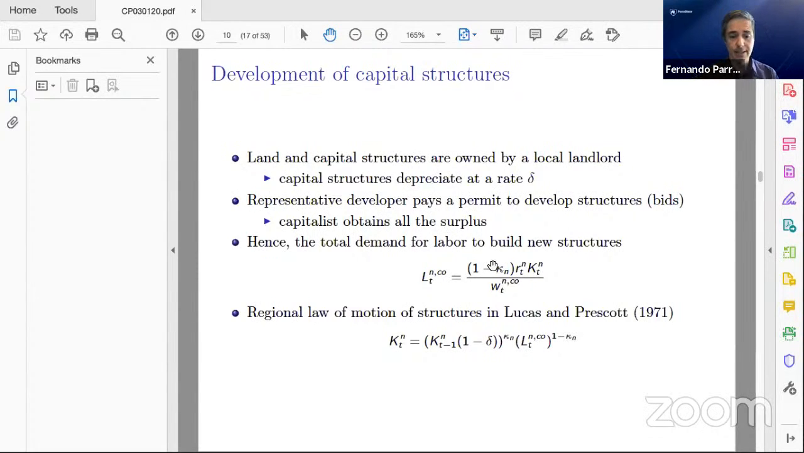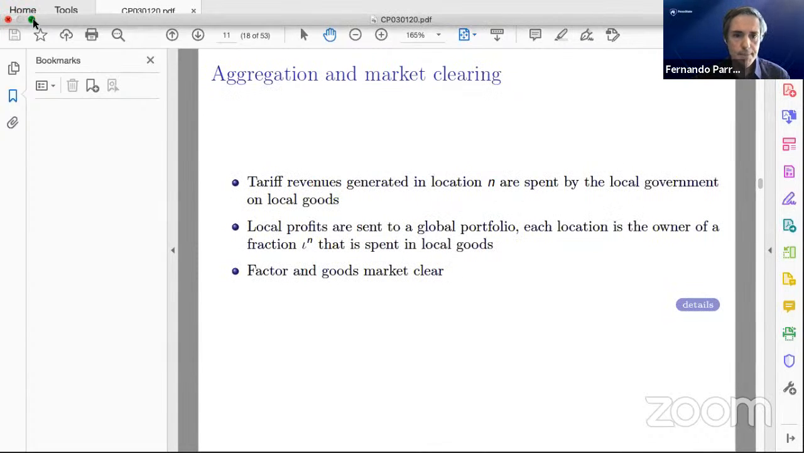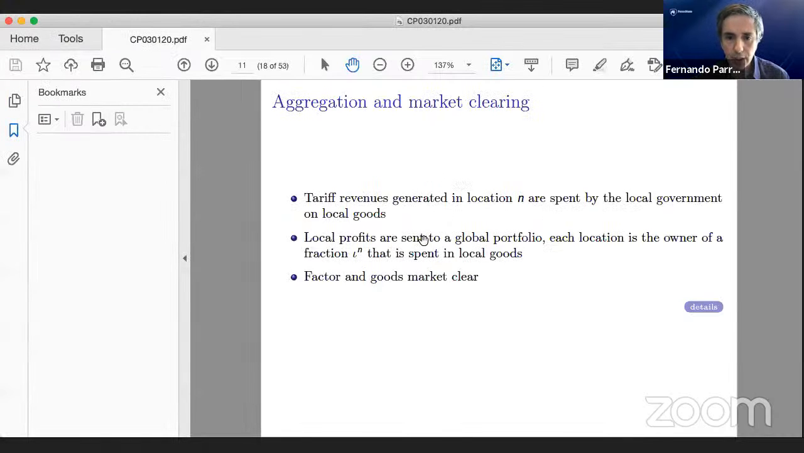So aggregating the decisions of all the developers in a given location, we can derive the aggregate law of motion of capital, which is going to depend on the labor used to build new structures and the previous period stock of capital. That is very similar to the law of motion of capital in papers like Lucas and Prescott. Finally, tariff revenues generated in location N are going to be spent by a local government on local goods.